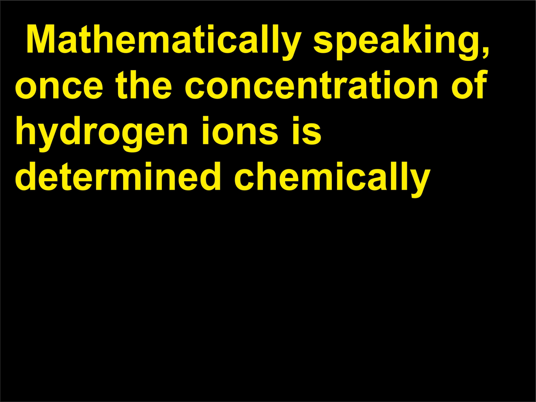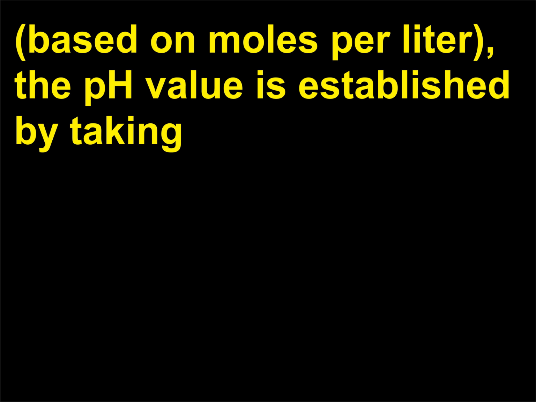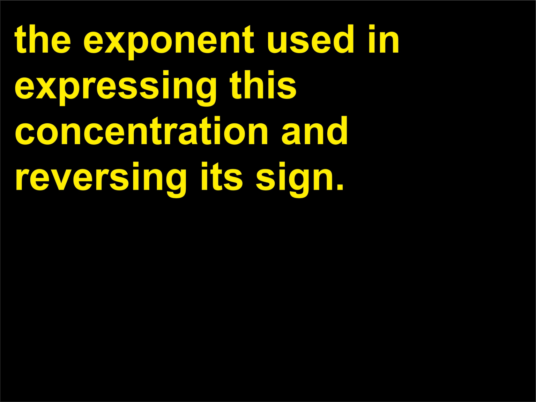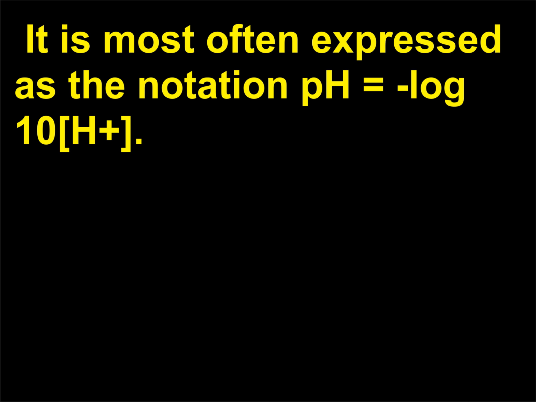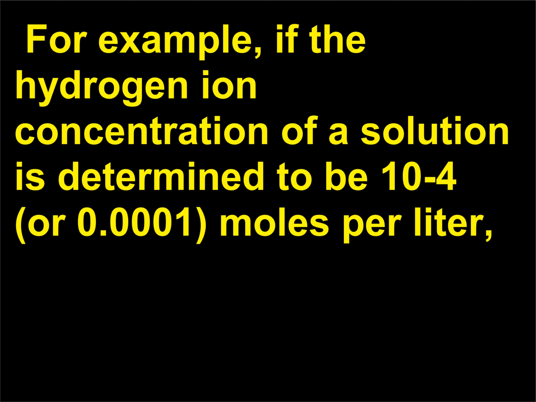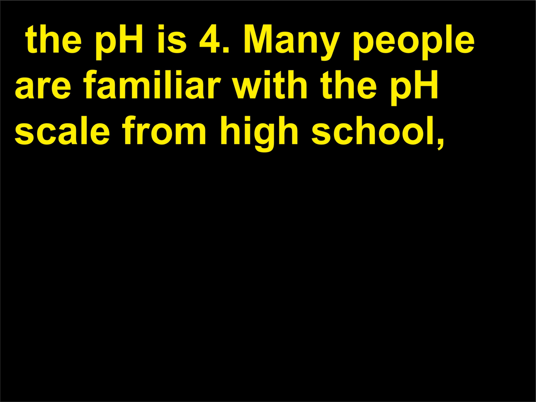Mathematically speaking, once the concentration of hydrogen ions is determined chemically, based on moles per liter, the pH value is established by taking the exponent used in expressing this concentration and reversing its sign. It is most often expressed as the notation pH equals negative log 10 of H plus. For example, if the hydrogen ion concentration of a solution is determined to be 10 to the minus 4, or 0.0001, moles per liter, the pH is 4.